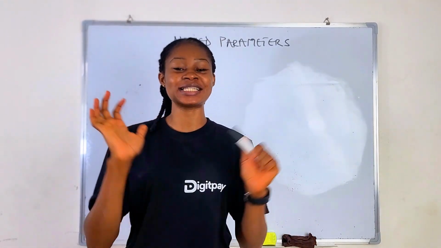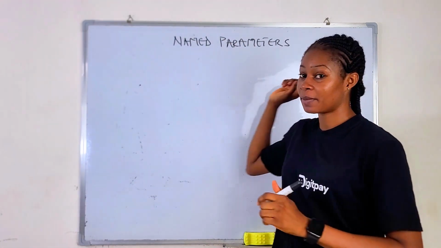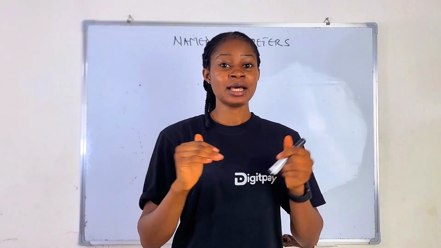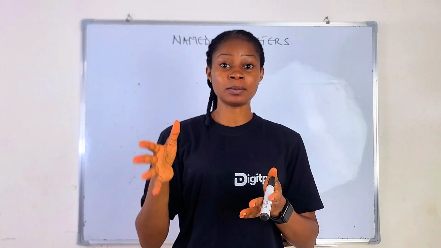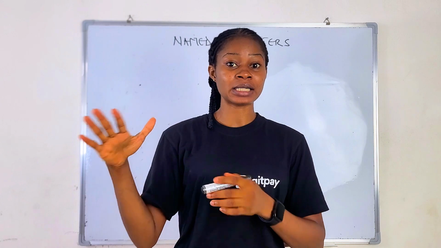Hello guys, welcome back. So today we are going to be discussing a very important topic in Cairo, which is named parameters. This is basically a way to pass down arguments using explicitly named labels without relying on the argument's position in the parameter list, right?